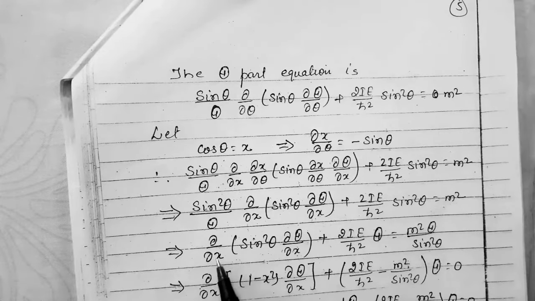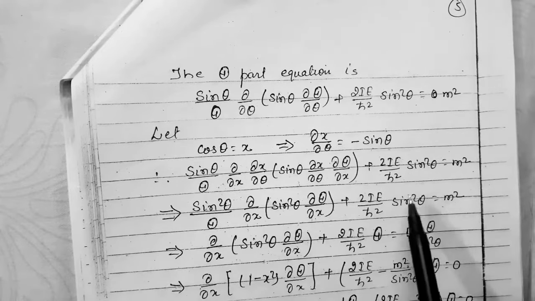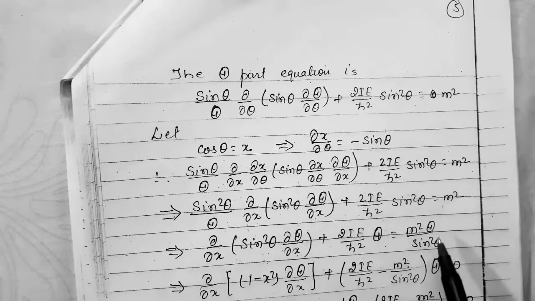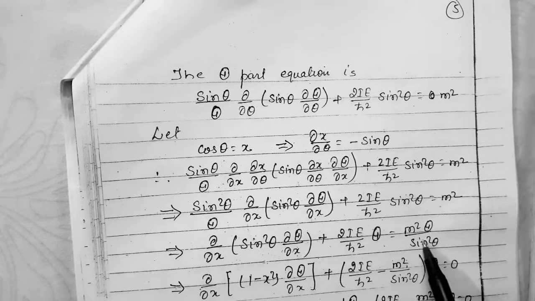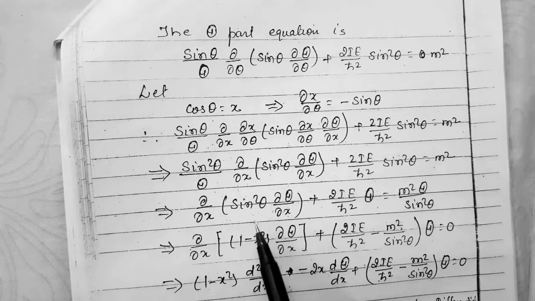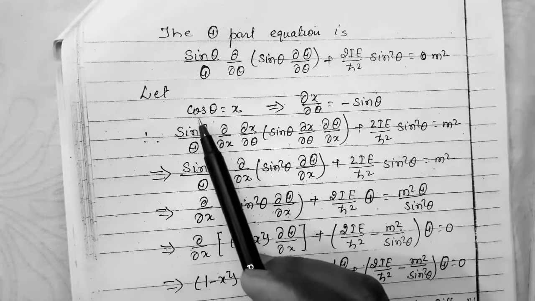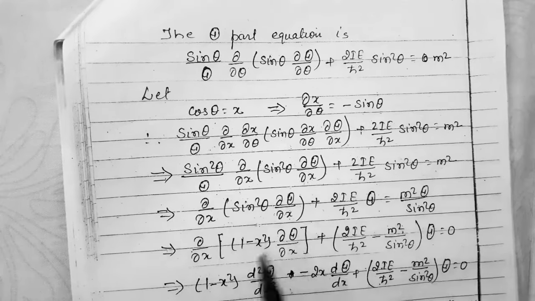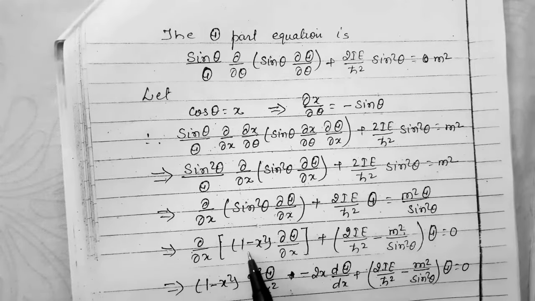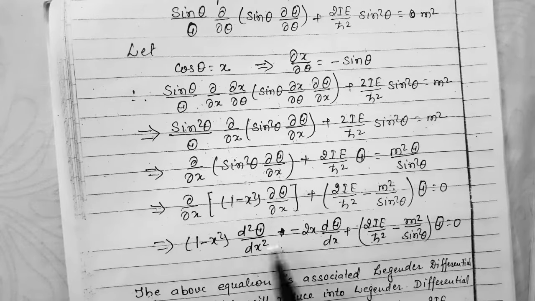We have to take a common sin square theta, and that has to be taken in the denominator on the RHS. The sin square theta will be written as 1 minus cos square theta, in which cos theta is written as x, so it further represents 1 minus x square.